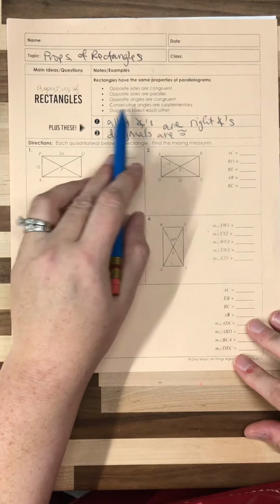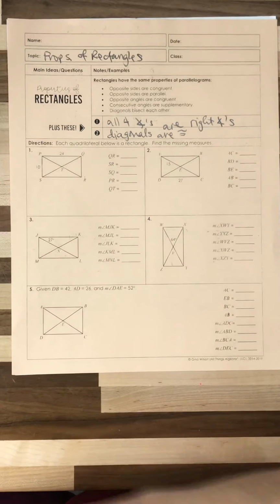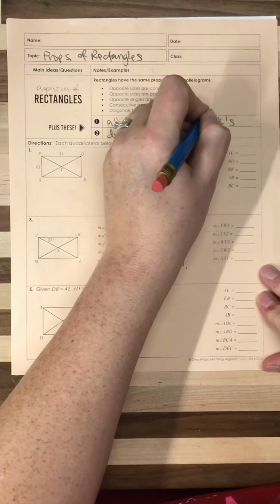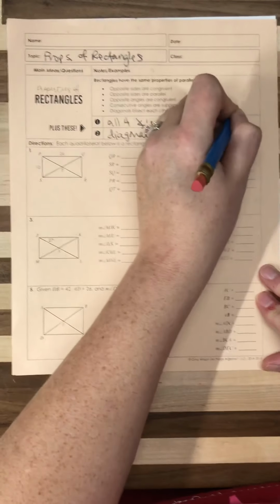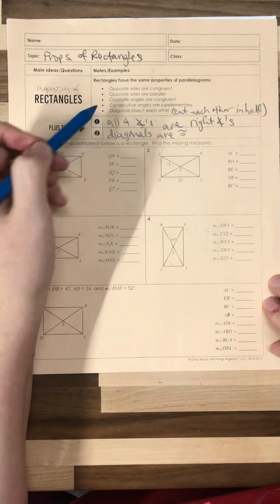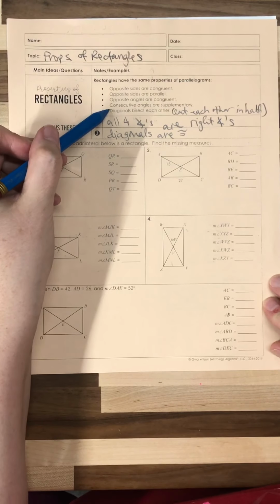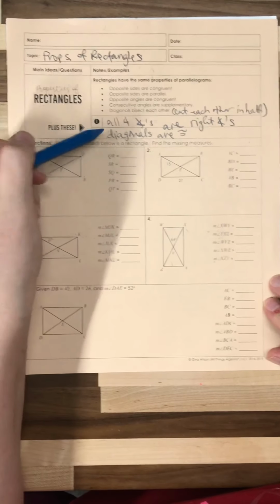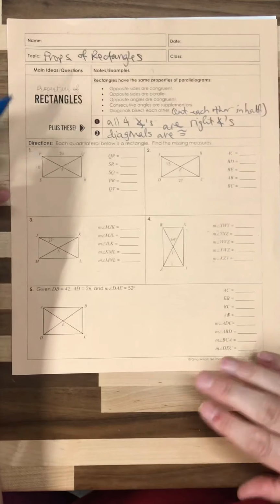Being congruent is not the same thing as bisecting each other. Bisecting each other is where they cut each other in half, but they're not necessarily the same length. But in rectangles, not only do the diagonals cut each other in half, but they're also congruent. So we can write some really cool equations for that.